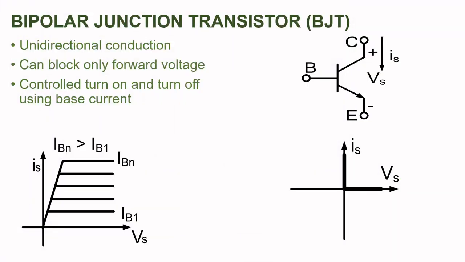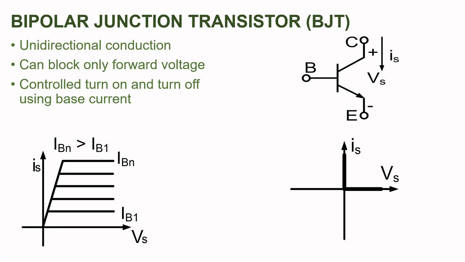Bipolar junction transistor or BJT. BJT supports only unidirectional conduction. That means current can be conducted from collector to emitter. Also, BJT can block only forward voltages. That means when the collector is at a higher potential with respect to emitter, BJT can block the voltage.